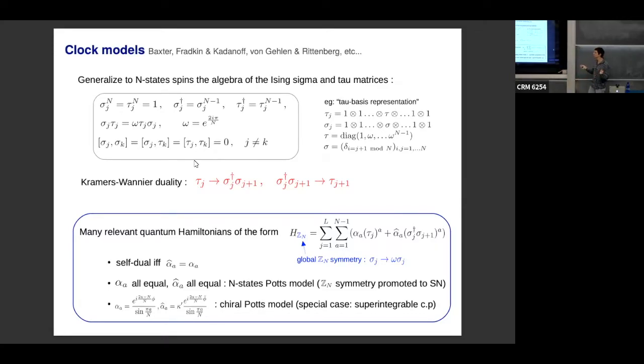And you can have more symmetries. So for instance, if you impose all the alpha hat coefficients to be equal to the alpha coefficients, then you have self-duality, which will be useful for us. Another special case is that if you take all alphas to be equal to something and all alpha hats to be equal to something, then you promote the Zn symmetry to Sn symmetry, and now what you recover is the Potts quantum Hamiltonian, and you have other cases like the Chiral Potts model and so on. So that's pretty standard material.